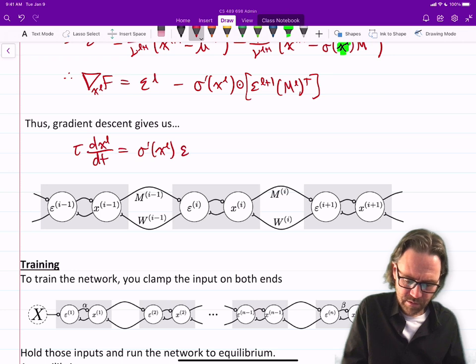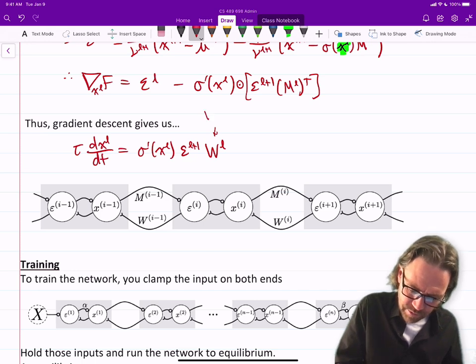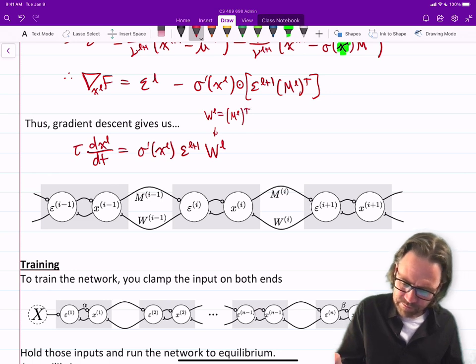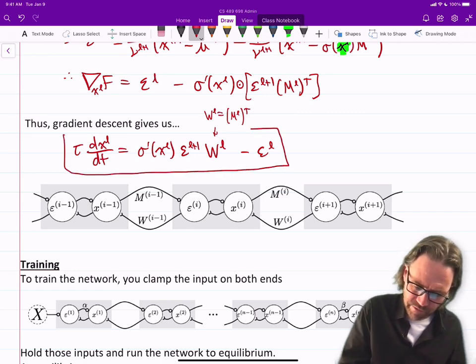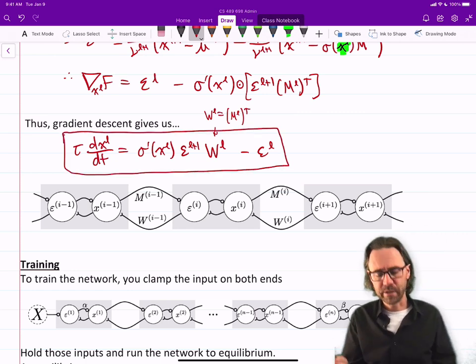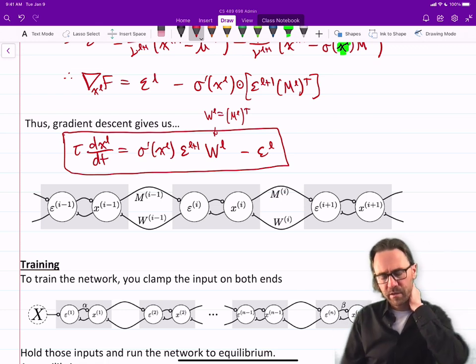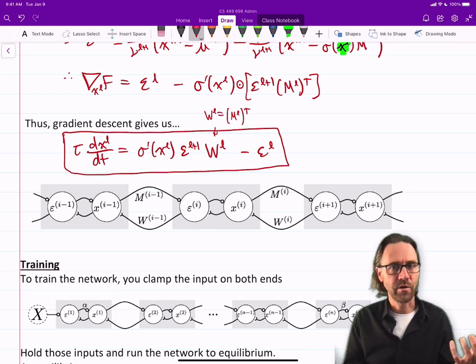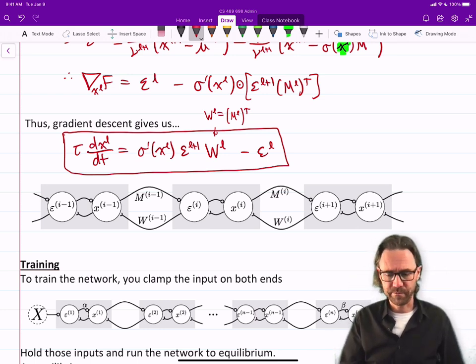We get this. Now I'm using the fact that WL is the transpose of ML. Okay, so this is our second differential equation. I already gave you a differential equation that governed the epsilon error nodes. Now this is another differential equation that governs the dynamics of the state nodes or value nodes. This one's derived directly from the Hopfield function.